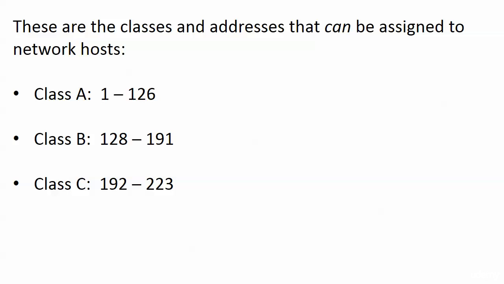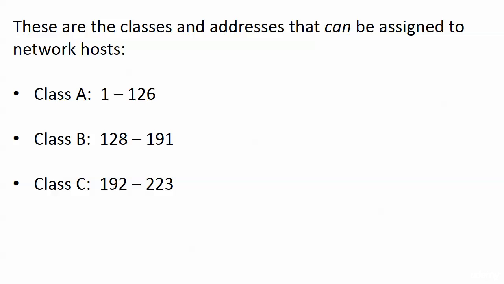Now these are the classes from 1 through 255, the classes and addresses that can be assigned to network hosts. We have 3 classes. Class A, the first number is in the range 1 through 126. Class B, the first number is in the range 128 through 191. Class C, that first number is in the range 192 through 223.